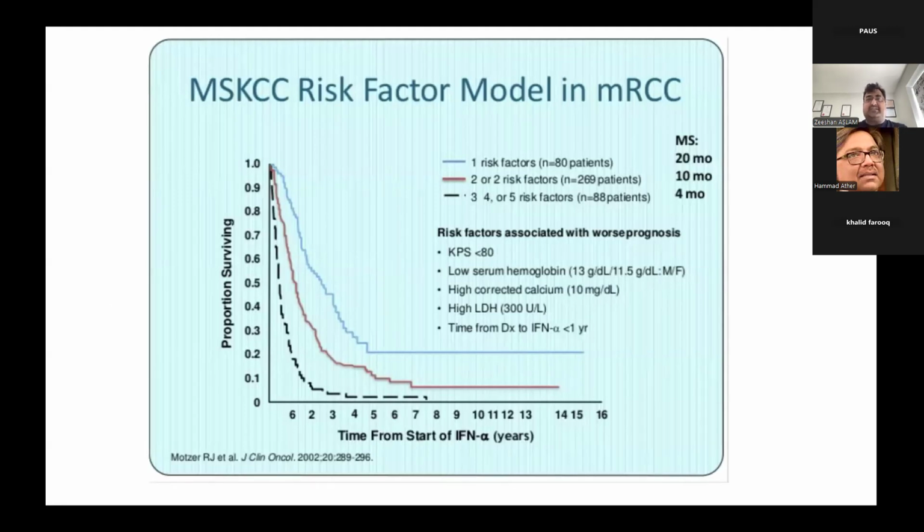So this is a risk factor model, and you can see with three, four, or five risk factors, the black dotted line, how poor the survival is, from the time of starting interferon, which was the historical SACT treatment, systemic anti-cancer treatment. Whereas with one risk factor, the median survival still was about 20 months.